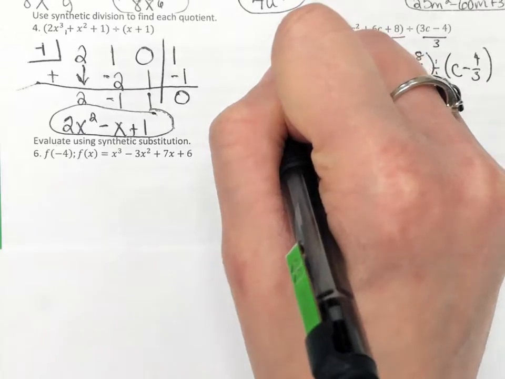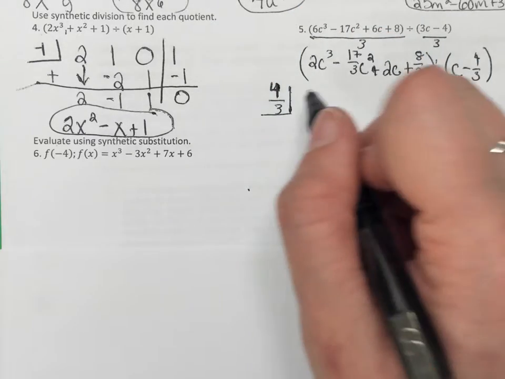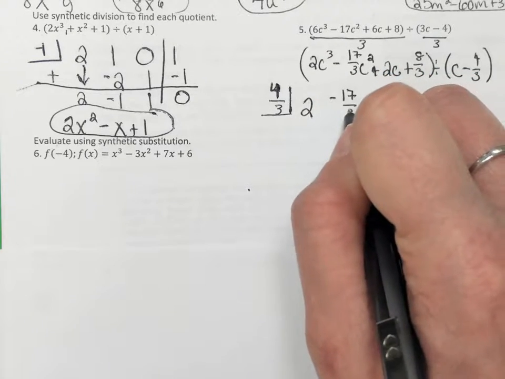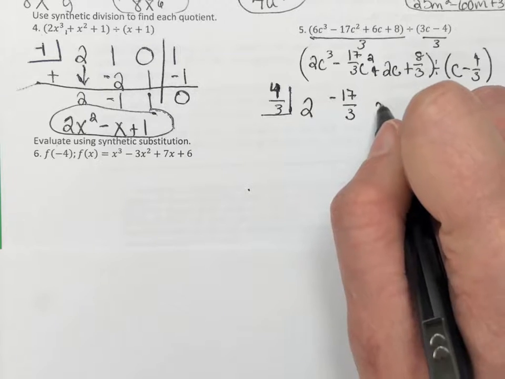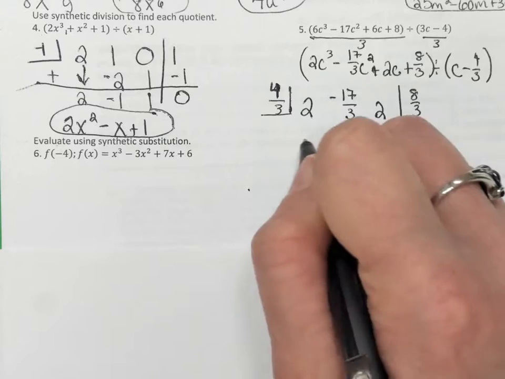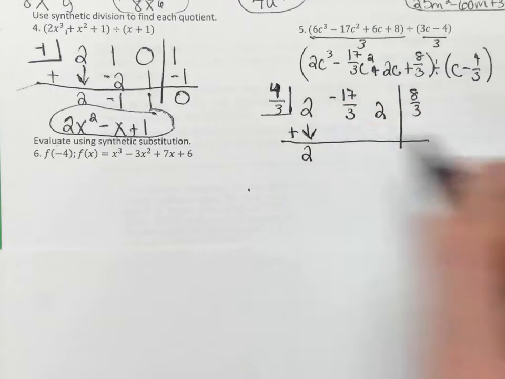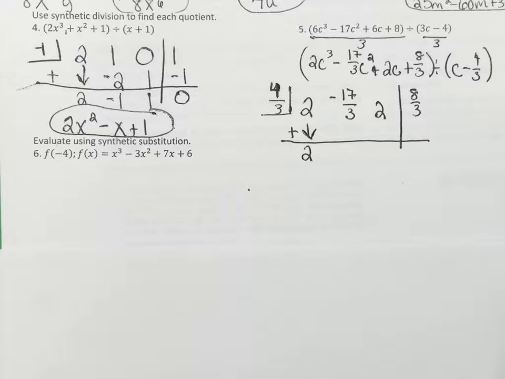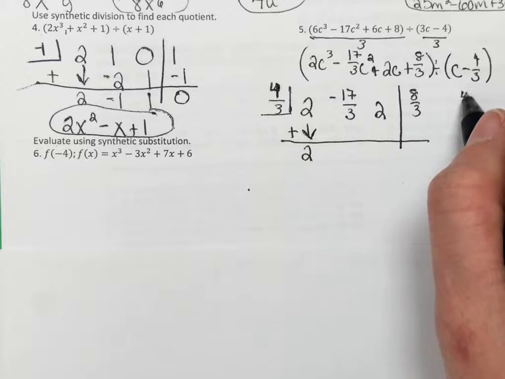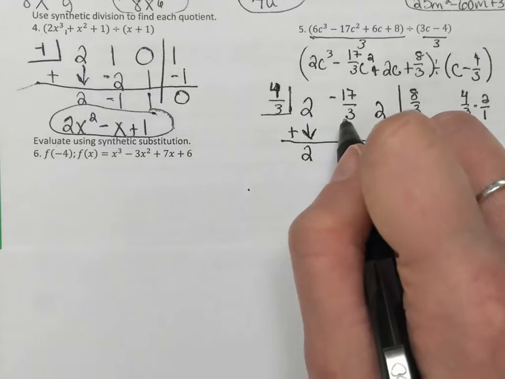All right, let me make that look like a 4 instead of a 9. Am I missing any exponents? No. So I have 2 for c to the third, negative 17 over 3 for c squared, 2 for just my c, and 8 over 3 for my constant. Y'all okay? All right, bring down my 2. So if you need 2 on the side, this is 4/3 times 2 over 1, which is 8 over 3.